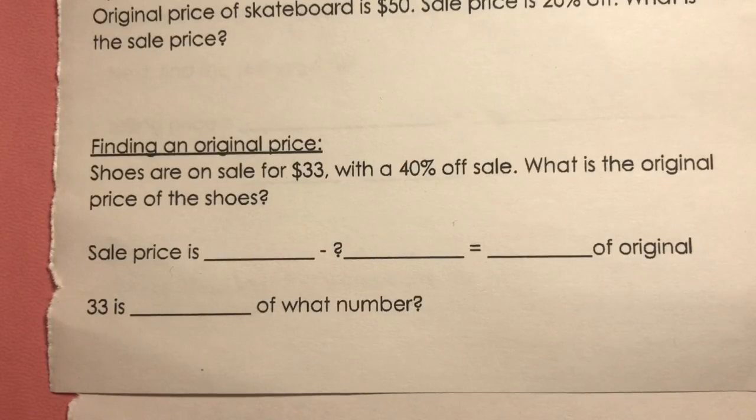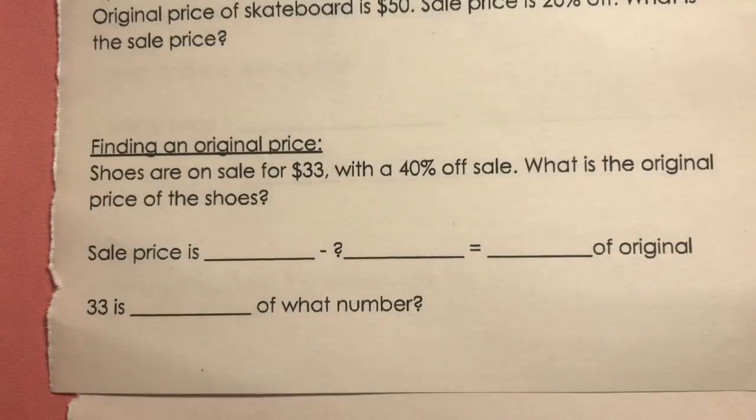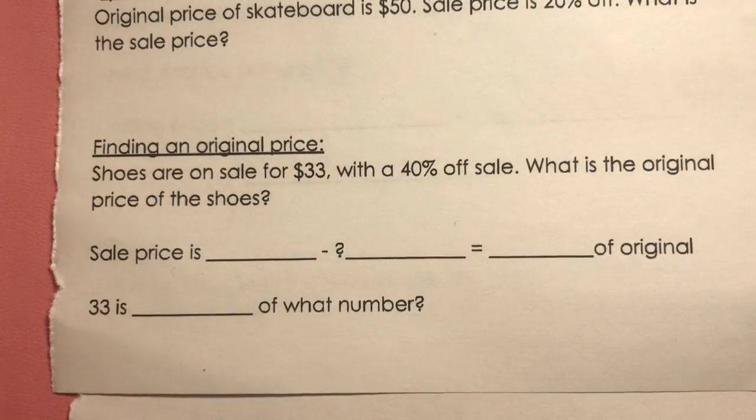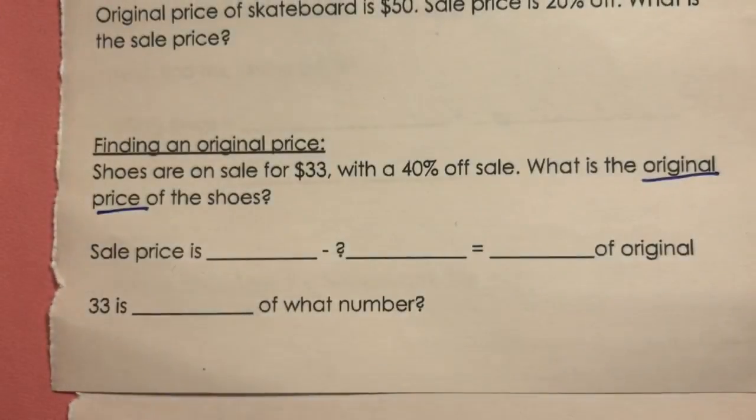So shoes are on sale for $33 with a 40% off sale. The sale is 40% off, and we already know the sale price is $33. So what is the original price of the shoes, okay?